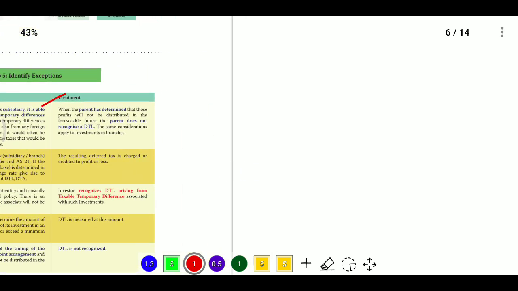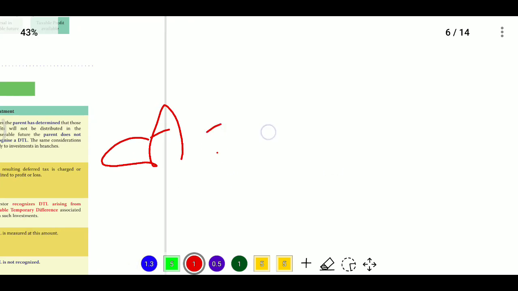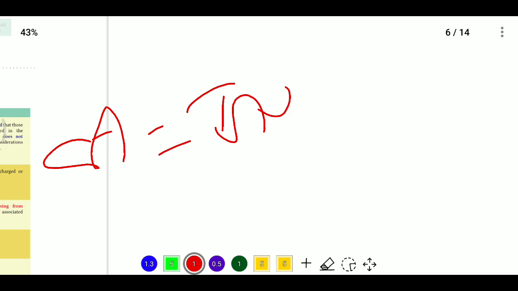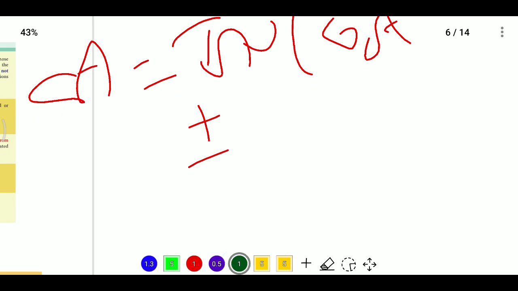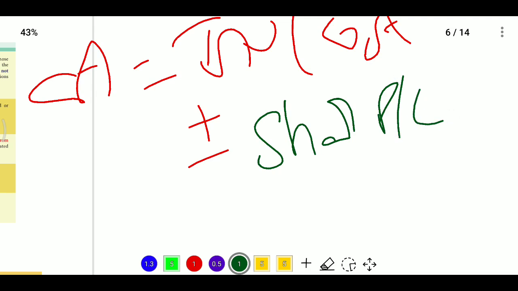Firstly, parent. Now, investment is there. Investment is in a subsidiary, associate or joint venture. So we have some investment in an associate, subsidiary or joint venture, that is an asset. Then what will the carrying amount be? The carrying amount will be whatever amount we invested, the cost amount, plus or minus the share of profit or loss you got from this subsidiary, associate or joint venture.